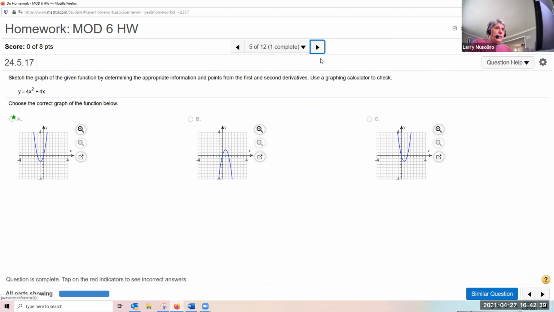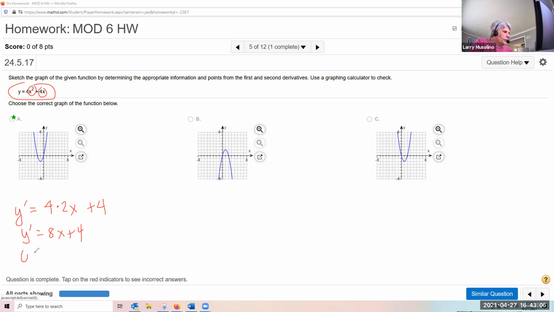Well, I can check out what's happening here by using the first derivative. So let me go ahead here and find the first derivative. So y prime is 4 times the derivative of x squared, which is 2x. The derivative of 4x is a 4. So y prime is 8x plus 4.